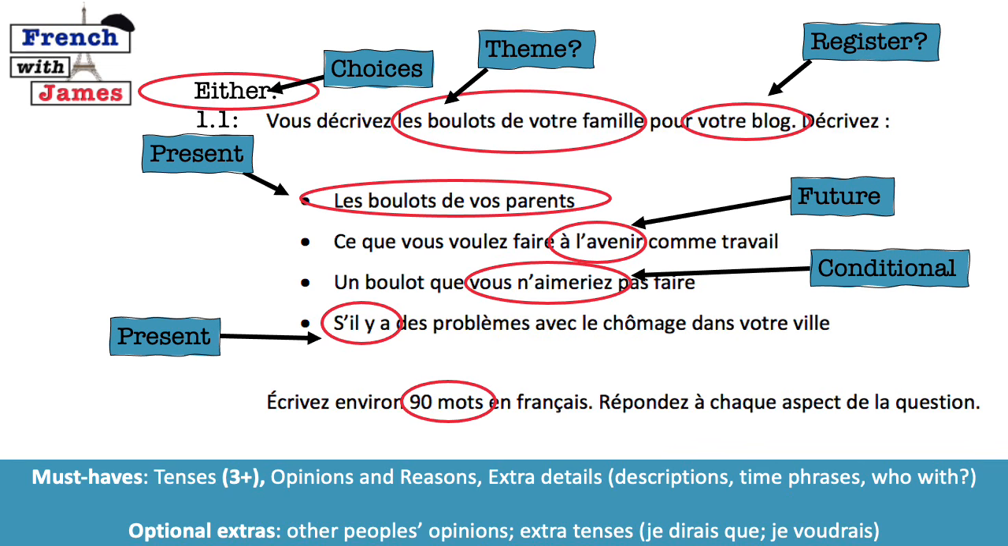Make sure you give a couple of opinions, at least 2, and try and give reasons for them, and extra details like descriptions, time phrases, or who you've done things with. The optional extras are other people's opinions, so instead of je pense que, ma mère pense que, so talking about what someone else thinks, and extra tenses like sneaking in a conditional, or in this one where you need to use the conditional, maybe trying to sneak in a past tense like a passé composé or an imperfect.